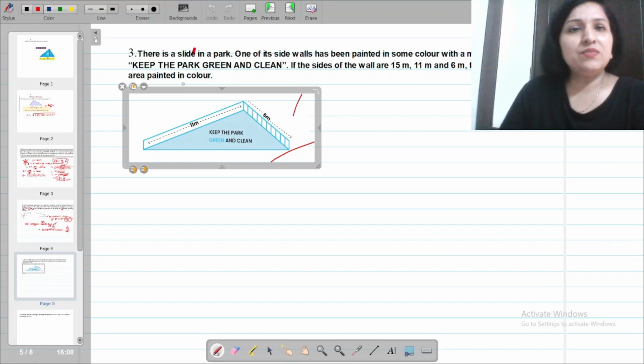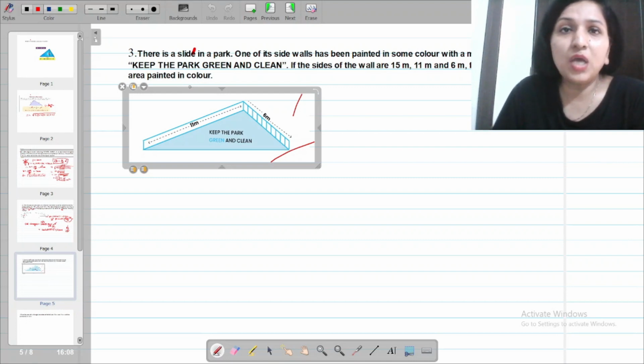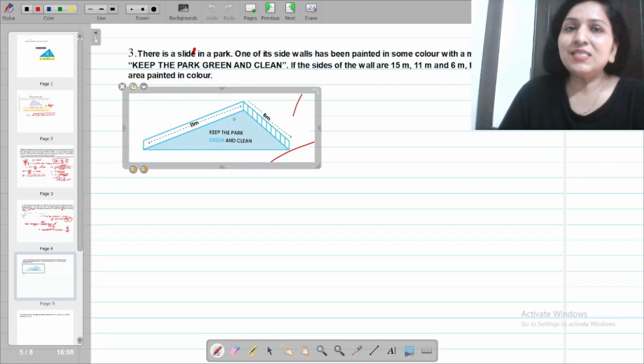Next question is very much easier. I'll just give you the clue how to do that. Easily you can calculate. This is a slide in the park. You can see that it's the slide. The length of this side is 11, another is 6, and the bottom is given to you as 15. 3 sides are given in the question. It is written here, keep the park green and clean. Question says, find the area painted in color.